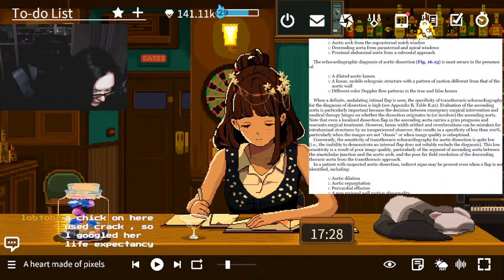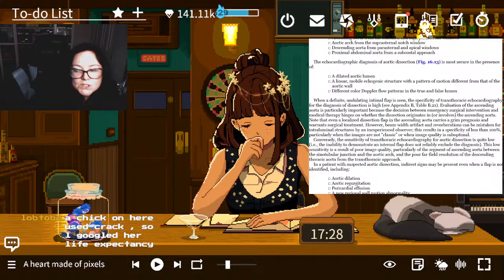Planimetry of the mitral valve area may be helpful in determining stenosis severity, but with significant regurgitation, the patient is not a candidate for valvuloplasty. Oh, that's why it was wrong. So if he didn't have the regurgitation, he could do the valvuloplasty, but since he has regurgitation, he doesn't qualify. You have to do something different for him.